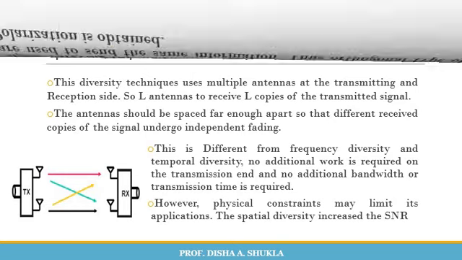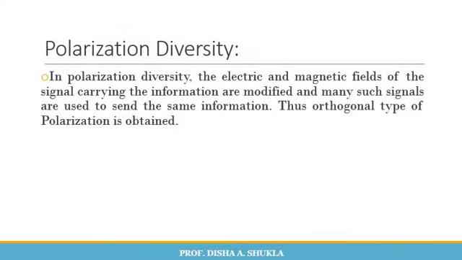The next type of diversity is called the polarization diversity. In polarization diversity, the electric and the magnetic field of the signal that carries the information are modified, and many such signals are used to send the same information. Thus, the orthogonal type of polarization is obtained. That is, whenever an electric signal and a magnetic signal that carries the information are modified such that both of them vary at 90 degrees, they are called orthogonal to each other. And this way polarization is obtained.